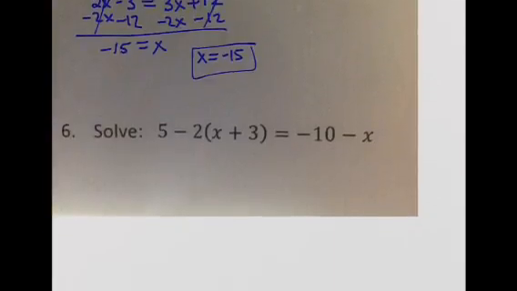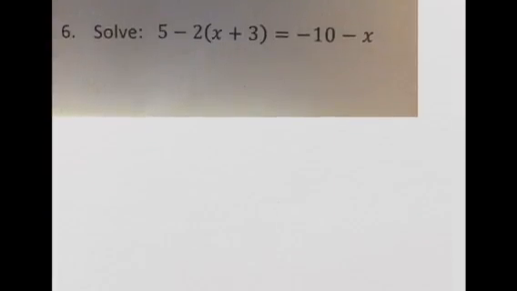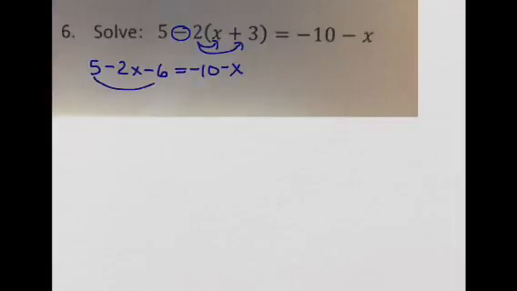Number 6, I've got distributive property right here. Now notice the 2 has a negative in front, so we're going to distribute that negative along with the 2. So you have 5, and then negative 2 times x is negative 2x. Negative 2 times positive 3 is negative 6. Negative 10 minus x. So right here on the left side, I can combine the 5 and the negative 6. So that gives me negative 1 minus 2x equals negative 10 minus x.